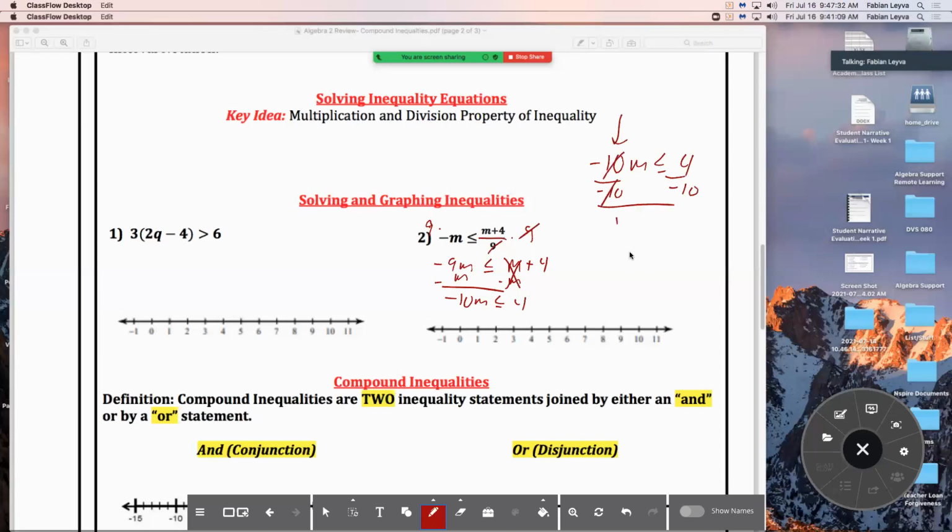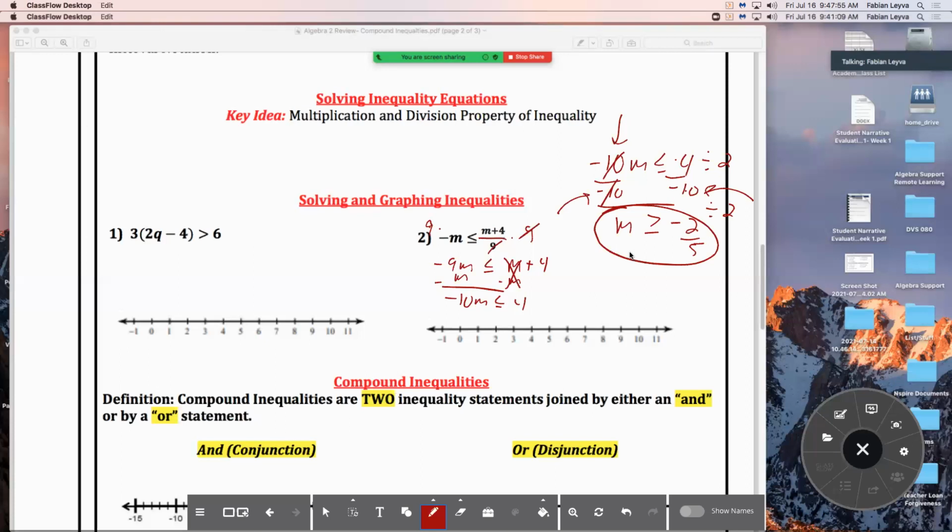The negative 10s cancel out here. You're left with m is greater than or equal to. Keep in mind that you divided by a negative. When you divide by a negative on both sides, you have to flip the inequality. Positive divided by negative is a negative. Notice that I have 2 over 10, so I'm going to divide by 2 on the top and bottom to reduce to 2 over 5. So notice that my solutions are m is greater than or equal to negative 2 over 5.